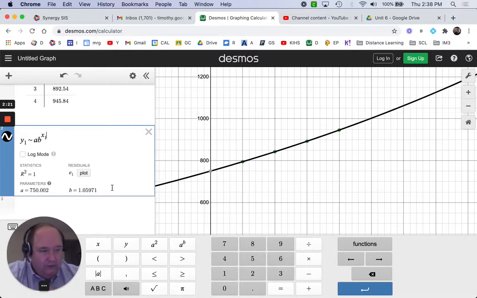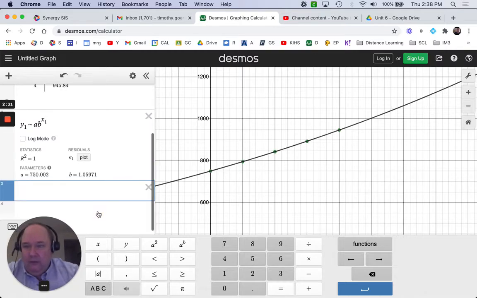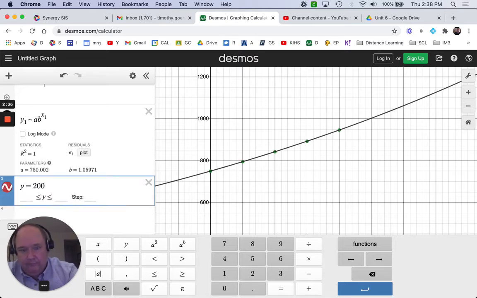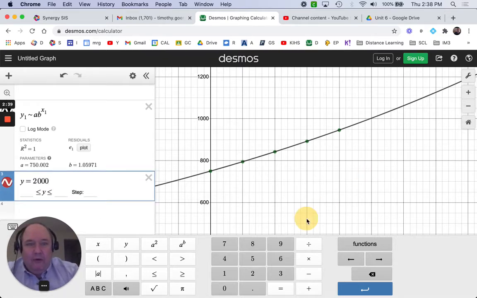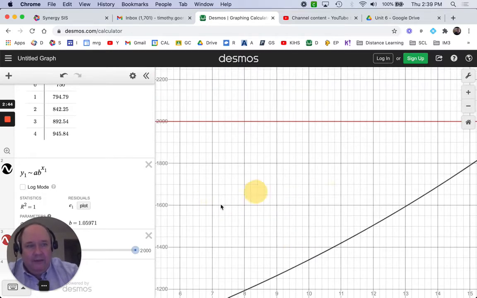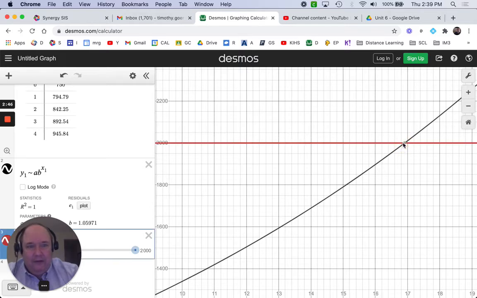The next question is, find the year in which her balance is $2,000. So $2,000 is the y value. So type in the y value is equal to 2,000. And then I got to move the graph until I see the lines intersect. So 2,000, there's the red line. Keep moving until you actually see them intersect. And then right there, so at 2,000, how many years would that take? And you have your answer. So about 17 years later.